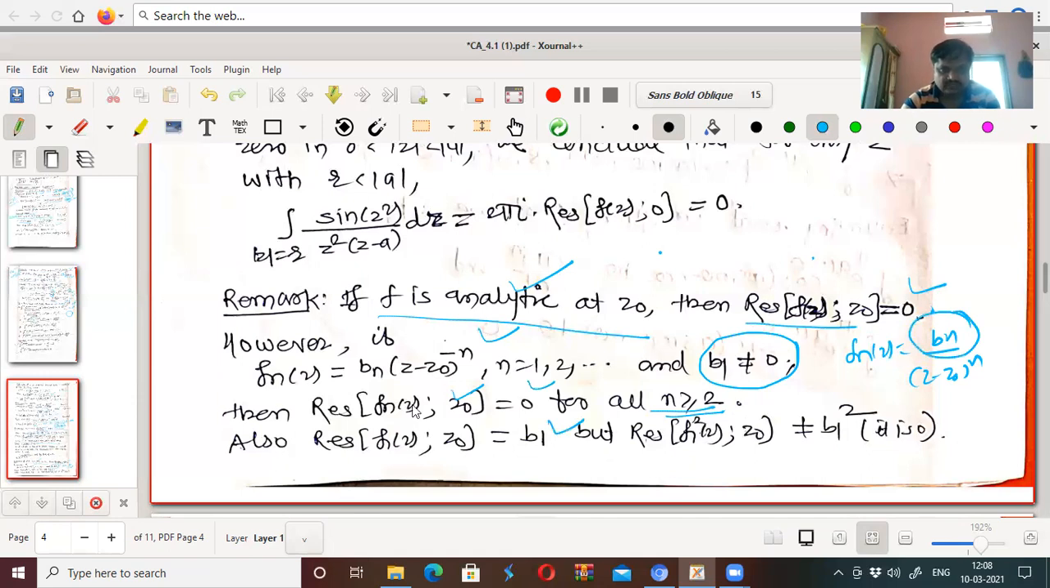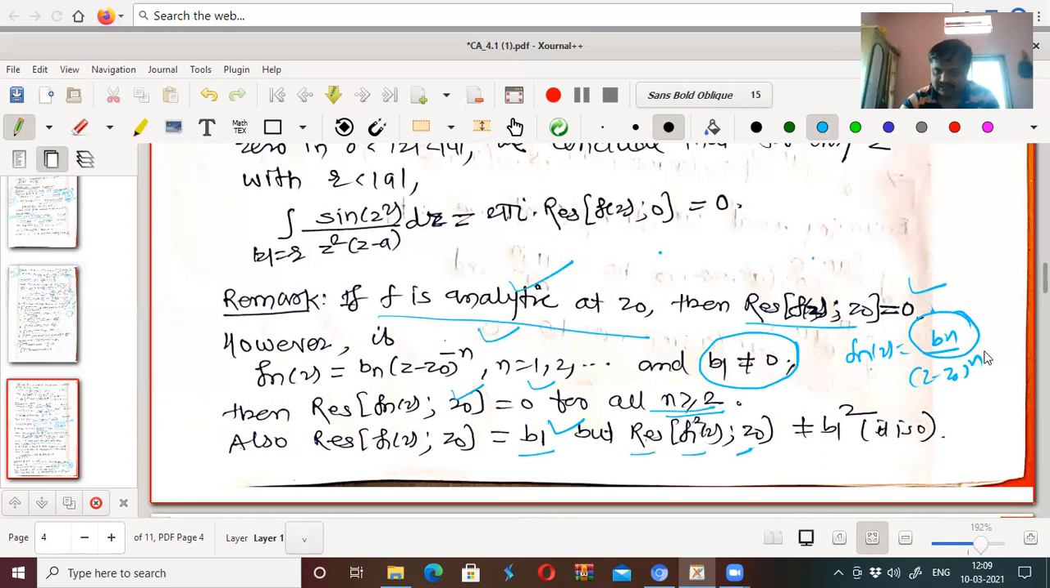So the residue of f_n(z) at z0 is 0 for all n greater than or equal to 2, but the residue of f_1(z) at z0 equals b_1. Moreover, the residue of f_1(z) square at z0 is not equal to b_1 square, because f_1(z) is what? b_1 upon (z - z0). What will be?